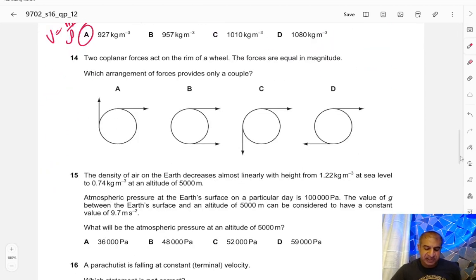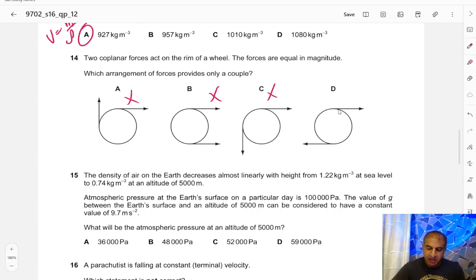Two coplanar forces act on the rim of a wheel. The forces are equal in magnitude. Which arrangement of forces provides only a couple? Well, a couple is a kind of moment in which the two forces must be completely parallel and exactly opposite, and there must be a perpendicular distance between the two forces. These are parallel, but they are not opposite to each other. So this cannot be a couple, this cannot be a couple, this cannot be a couple.